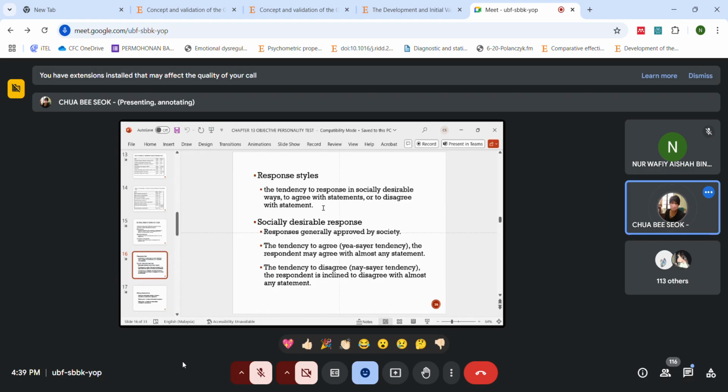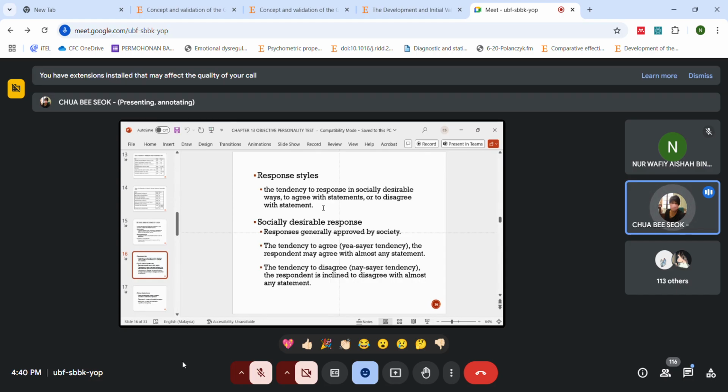And then the other one is response style. Response style means that when the respondent gives responses, they have a style. You still remember last week I mentioned the zigzag style. So either zigzag, or when they answer from the beginning until the end, maybe they only choose the agreed answer. Okay, only the agreed answers.